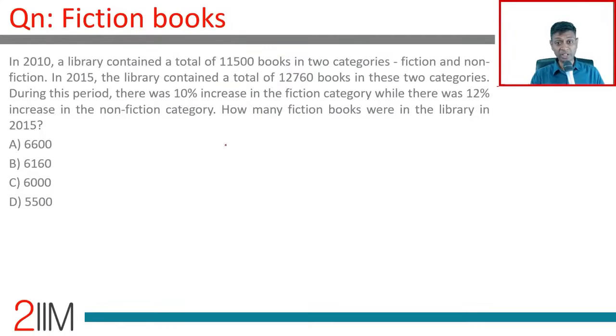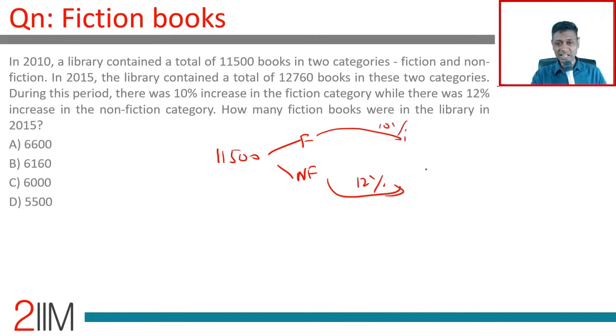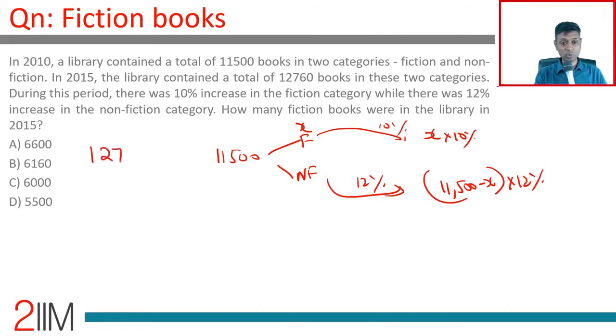In 2010, the library contained 11,500 books in two categories, fiction and non-fiction. In 2015, the library contained 12760. During this period, there was a 10% increase in fiction and a 12% increase in non-fiction. How many fiction books were there in 2015? Very simple. Let's call this x. X into 10%, and 11,500 minus x into 12%. This difference is 12760 minus 11500. That's the increase, 1260.